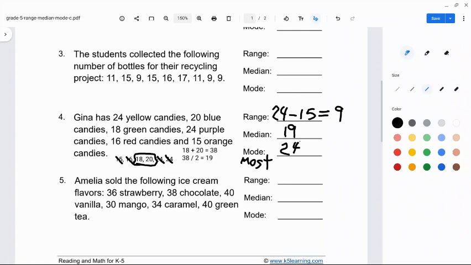So use this idea to try to solve this problem down here of taking the middle 2 numbers when you have an even number of data, adding them together, dividing by 2, and that's how you'll calculate the median.